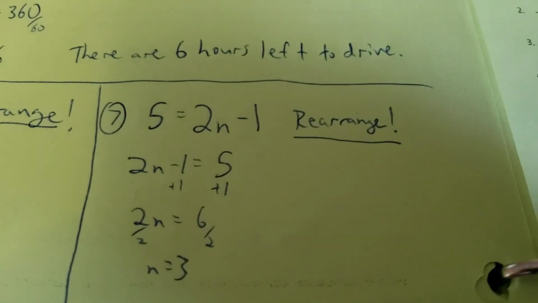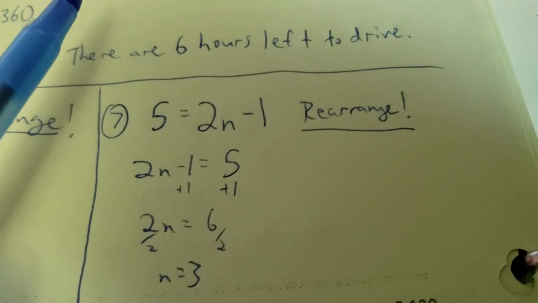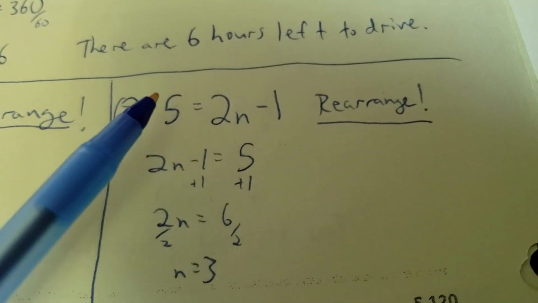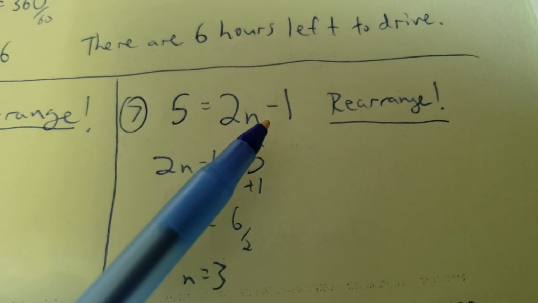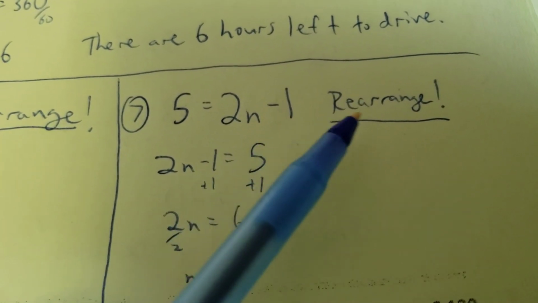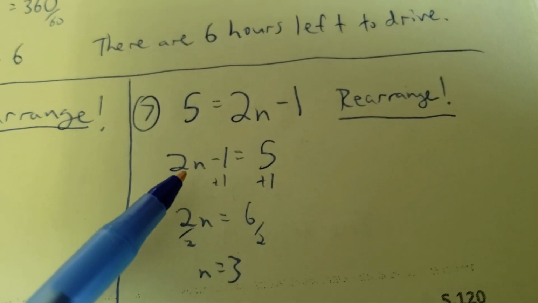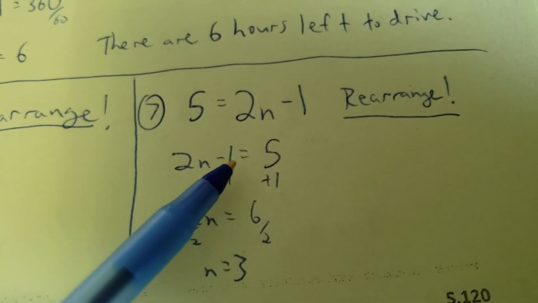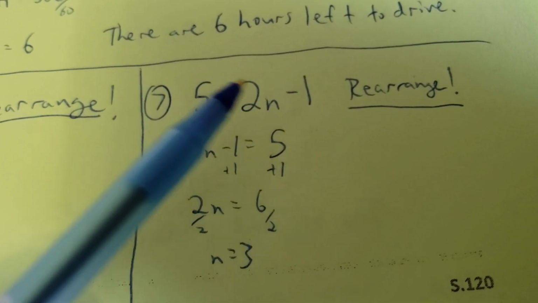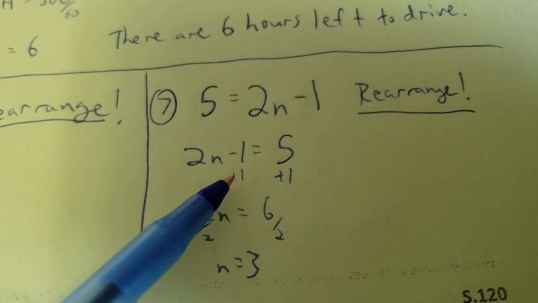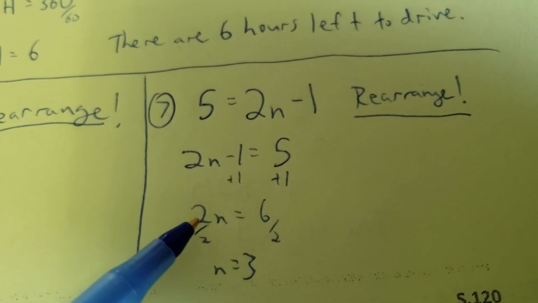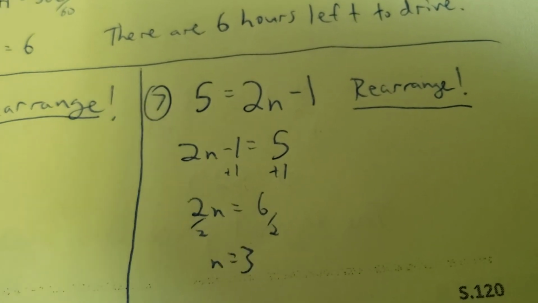And one more that I threw in here for you is when the variable is on the right-hand side. If you have 5 equals 2n minus 1, rearrange it. Put this chunk, the 2n minus 1, out in the front, because we're used to solving on the left side. So just put 2n minus 1 in the front and then the 5 in the back. It doesn't matter. This side's equal to this side no matter what anyways. To get rid of the minus 1, add 1 to each side, you get 2n equals 6, divided by 2, and you get n equals 3.